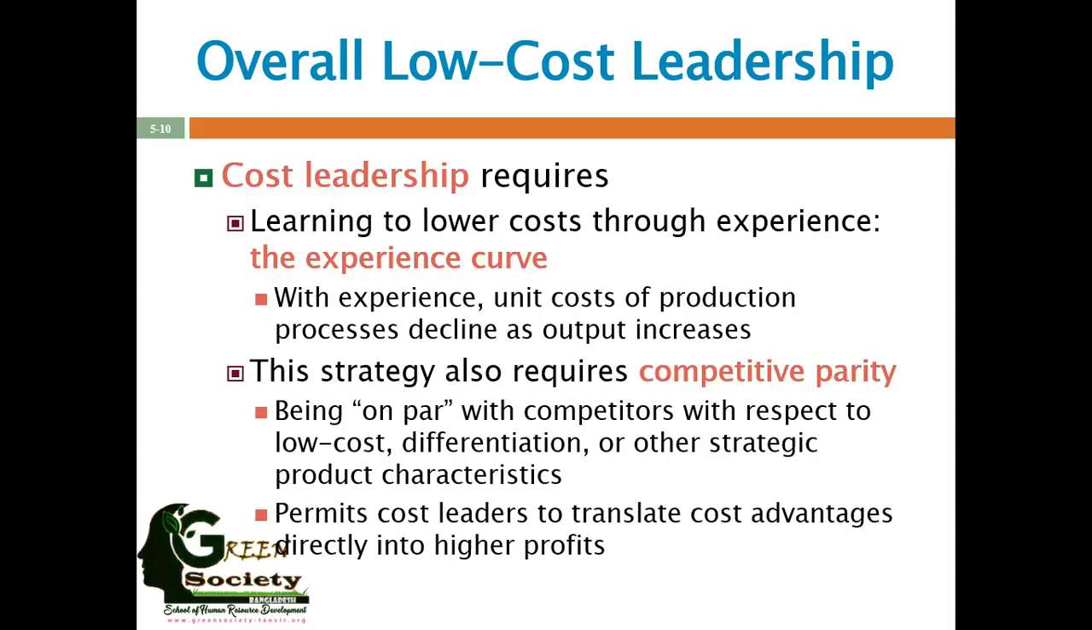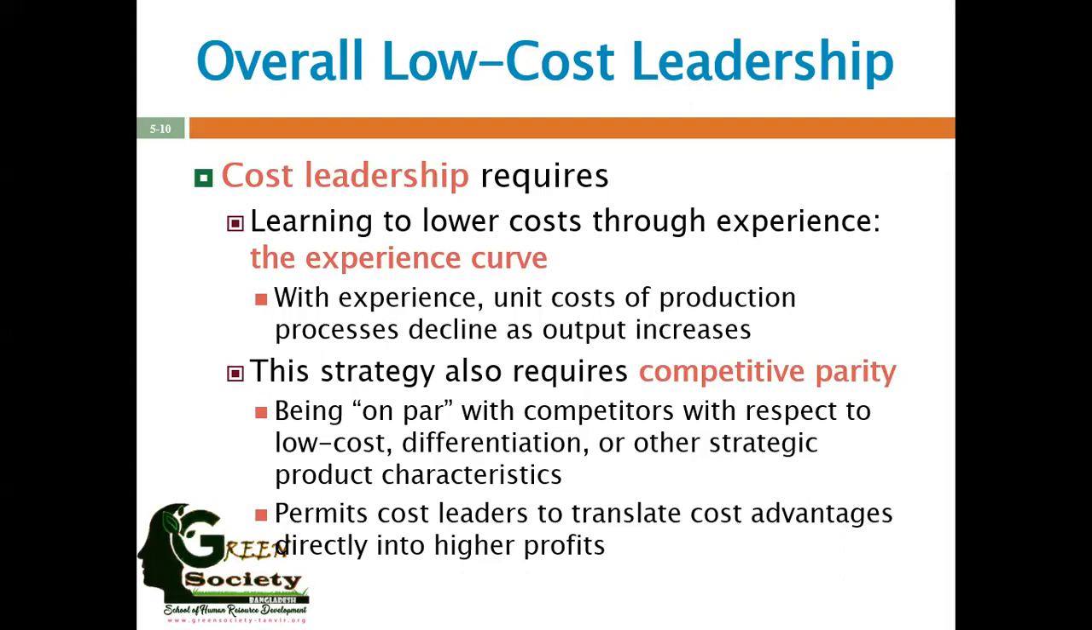And this strategy requires competitive parity. Have you studied anything known as parity? Sir, parity theory for exchange rate. You may have studied purchasing power parity maybe. Yes, sir, interest rate parity. And this is competitive parity. You have to try to match your strategies with your competitors.